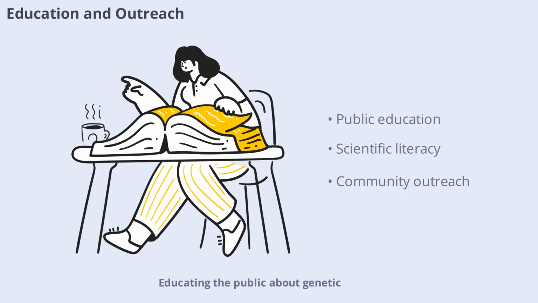Educating the public about genetic engineering is crucial for informed decision-making. Outreach programs, school curricula, and community events help people understand the science, benefits, and risks of genetically engineered plants. Building scientific literacy empowers individuals to participate in discussions and shape the future of agriculture.